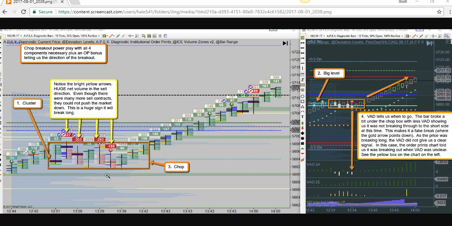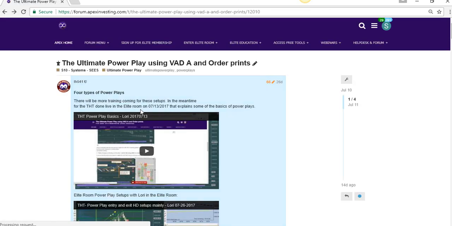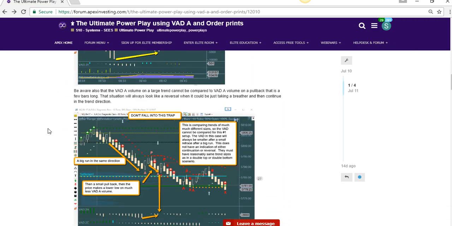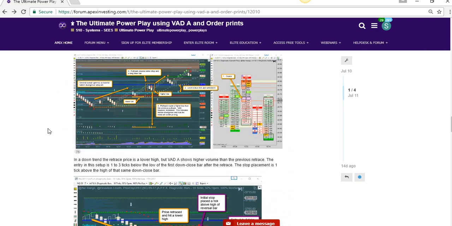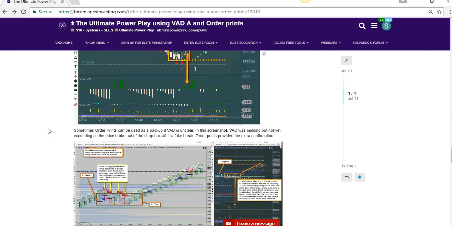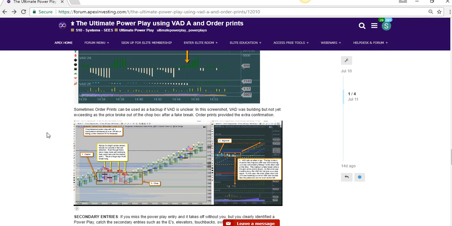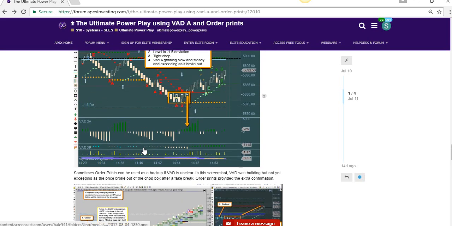All right, so does that make sense? There's an example of coil chop. There's an example of tight chop. There's a couple examples of exactly what we were looking for with VAD. And then an example of when VAD's not perfectly lining up, how we can also use the Apex order prints to help give us an idea of what's going on inside the bars and what's really going on inside that chop box to help give us an idea of direction. Okay, so it's very important to keep an eye on that and on order prints, and to really learn to understand those fake breakouts.